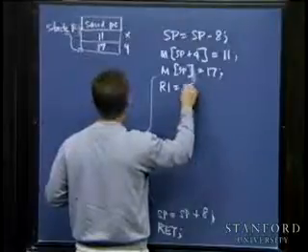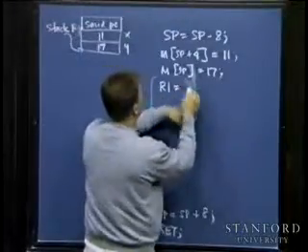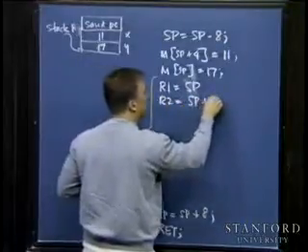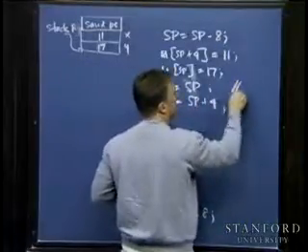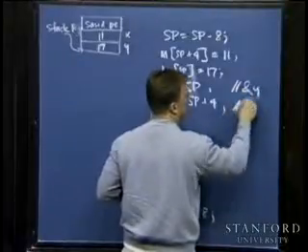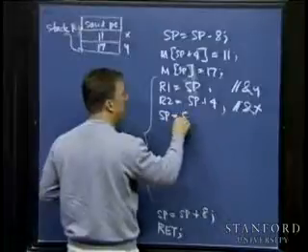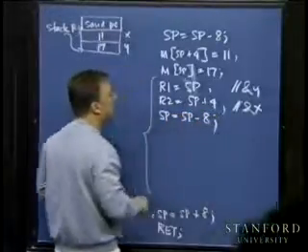R1 is equal to SP. I'm sorry, that's right. R2 is equal to SP plus 4. This is ampersand of Y. This is ampersand of X. I want to further decrement the stack pointer by -8.